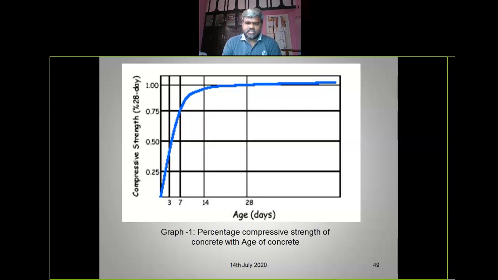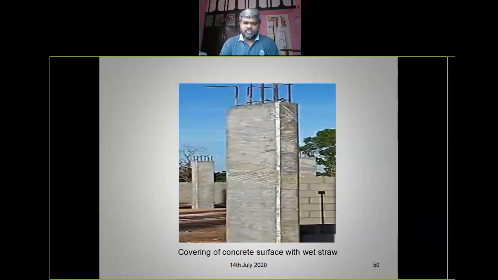Percentage of compressive strength of concrete with age of concrete. See, compressive strength at 28 days, percentage strength. These are the ages of curing, right? If it is cured, at 28 days it achieves 100%. At 3 days it may achieve 50%. At 7 days it may achieve 75%. Right. So at 28 days, it may achieve 100% of required strength. Right.